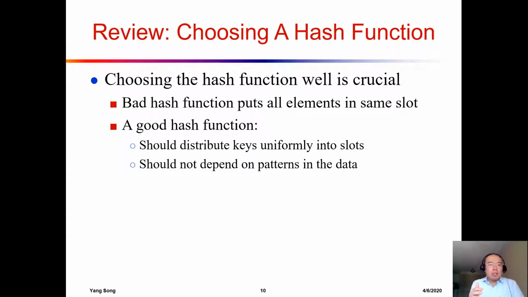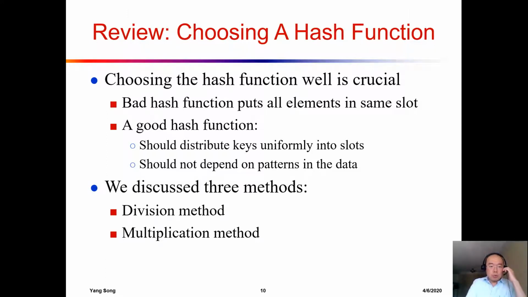And on the opposite, a good hash function should distribute the keys uniformly into the slots, and it should not depend on the patterns of the data. So this is an ideal hash function. We are going to discuss three methods: the division, the multiplication, and then the universal hashing.